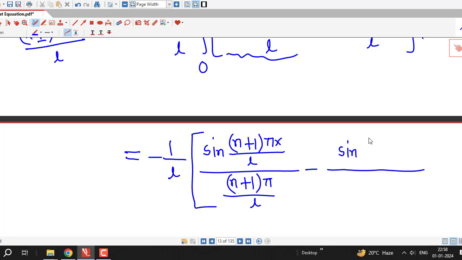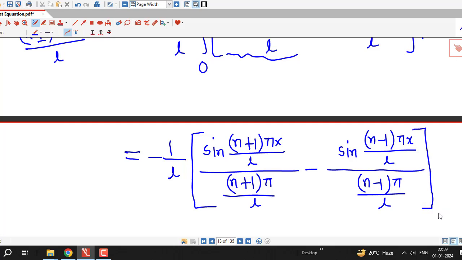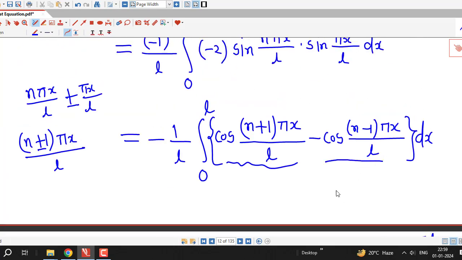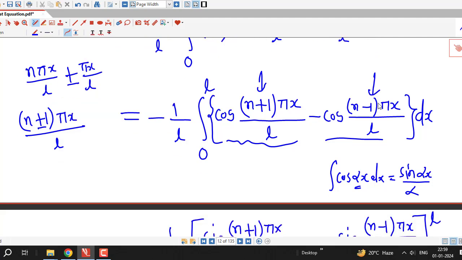Instead of n+1 I have to write (n−1)πx/L. This I have to divide by (n−1)π/L, and the limits of x are from 0 to L. So here I am using the fact that the integral of cos αx is given by sin αx divided by the coefficient of x, which is α. Here α is (n+1)π/L, and here α is (n−1)π/L.